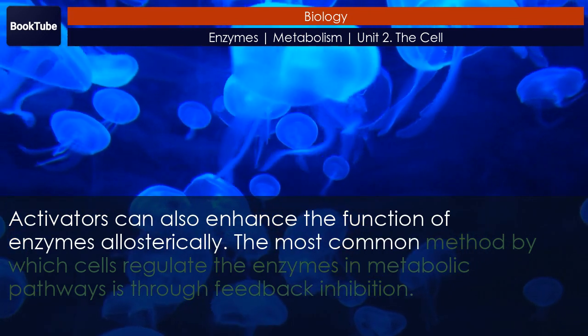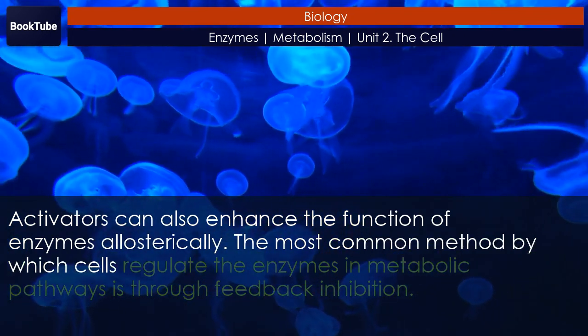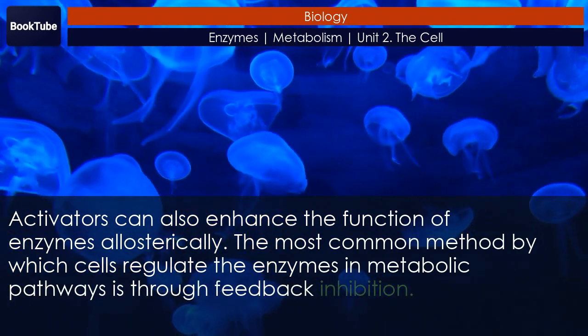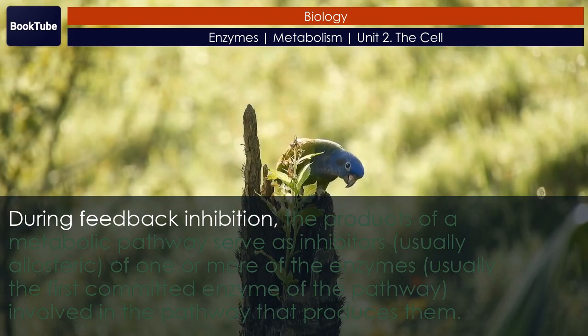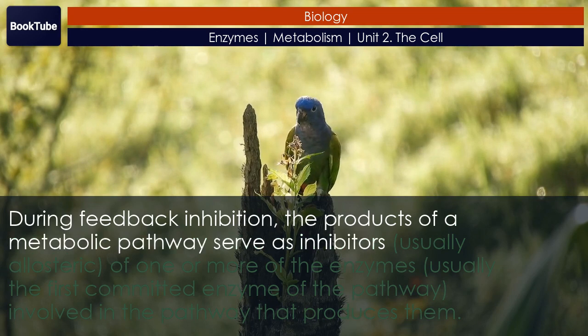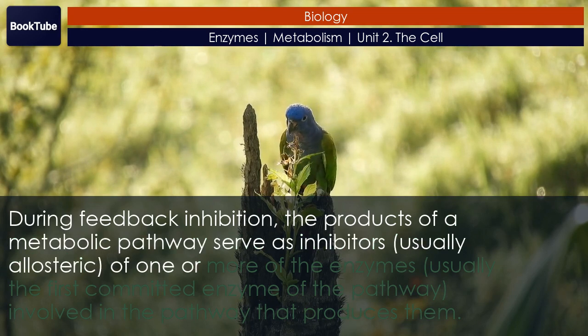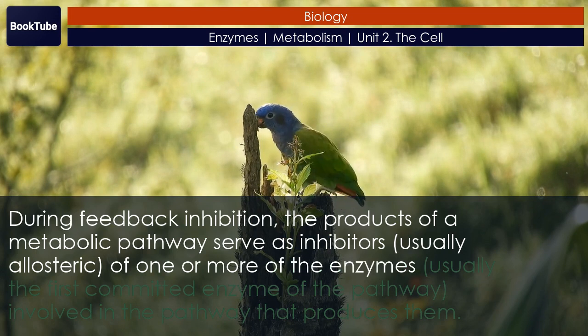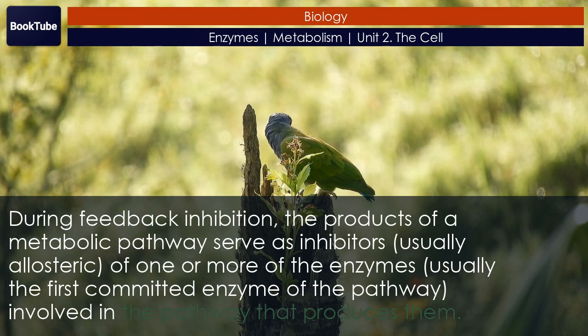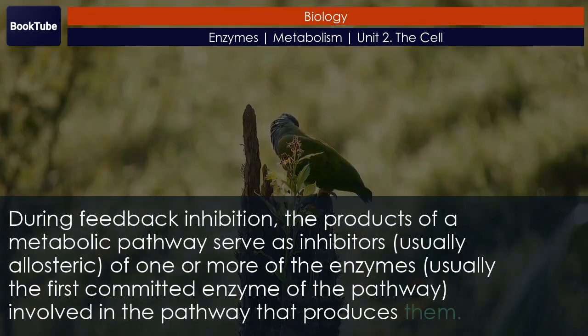The most common method by which cells regulate the enzymes in metabolic pathways is through feedback inhibition. During feedback inhibition, the products of a metabolic pathway serve as inhibitors, usually allosteric, of one or more of the enzymes, usually the first committed enzyme of the pathway, involved in the pathway that produces them.